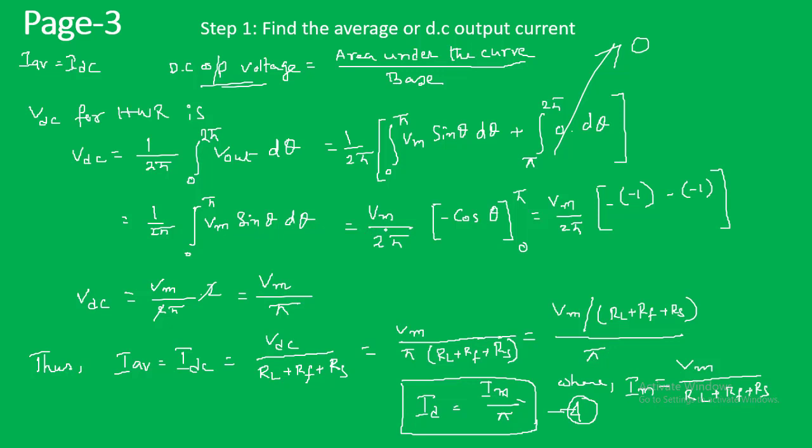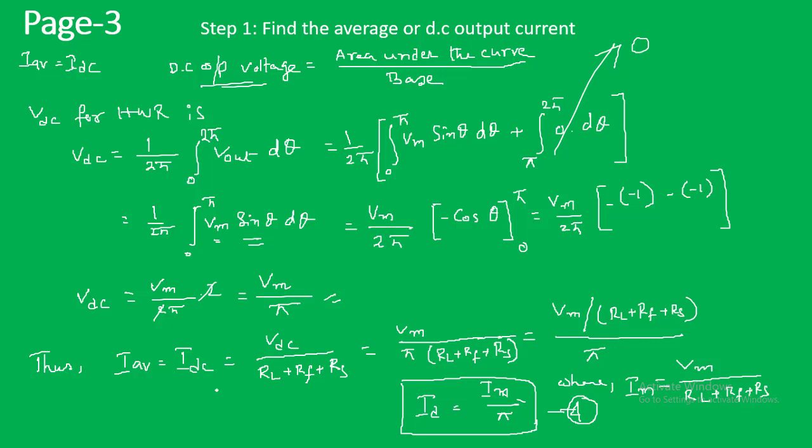So that is equal to, Vm is the constant part, so we are taking out and we are writing it as Vm by 2 pi into sin theta. Integration of sin theta is what? Minus cos theta, ranging from 0 to pi. So if we substitute these limits, what do we find? Minus of minus 1, minus of minus 1. So that is eventually giving us 2. So we have Vm by 2 pi into 2, so resulting in VDC equal to Vm by pi.